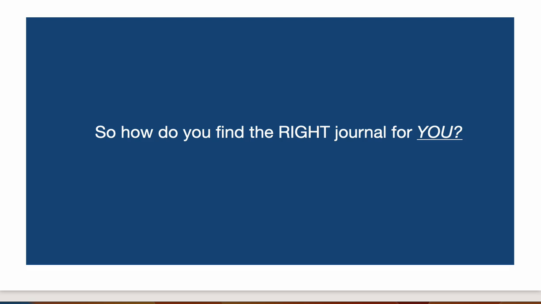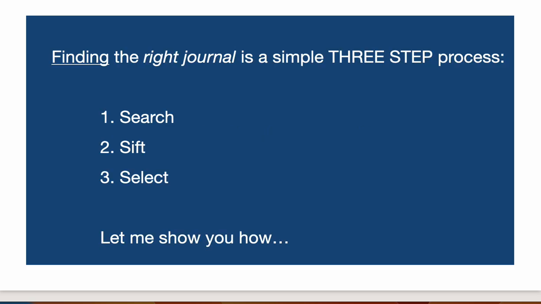So how do you find the right journal for you out of the hundreds and possibly thousands of journals that are out there now? How do you actually find the right journal for you and for your paper? Well, there's a simple 3-step process, really, and it is search, sift, and select. So let me show you how you go about doing that.